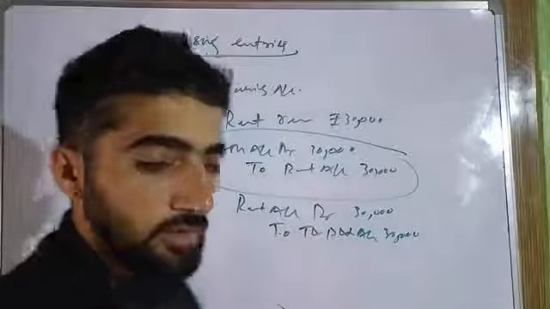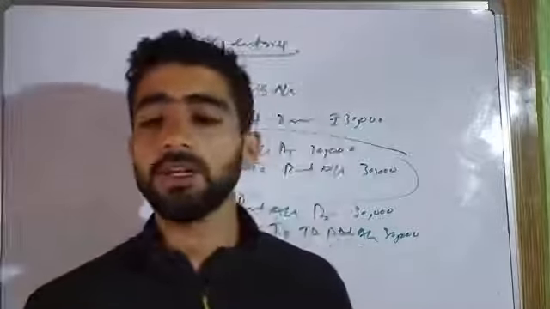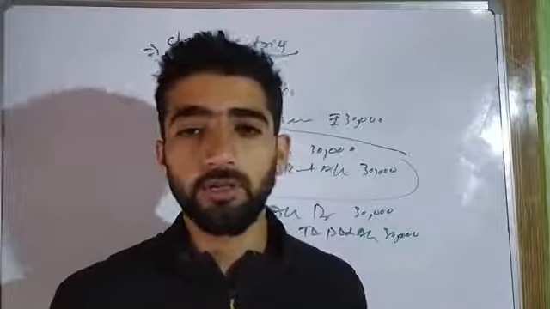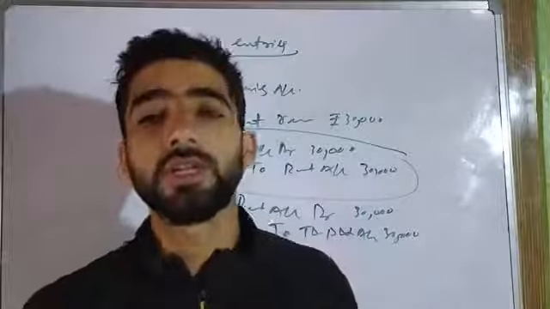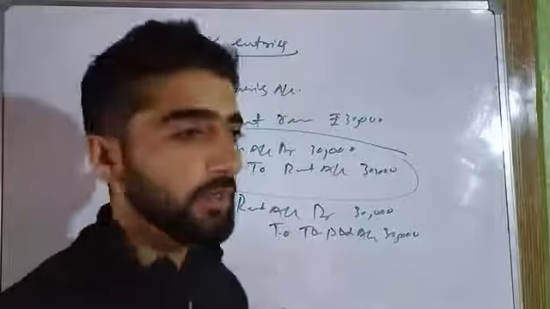This is how nominal accounts are closed and their balances are transferred to trading and profit and loss account. And in order to close the nominal accounts, what will we have to do? We do the closing entries. This was the concept of closing entry.